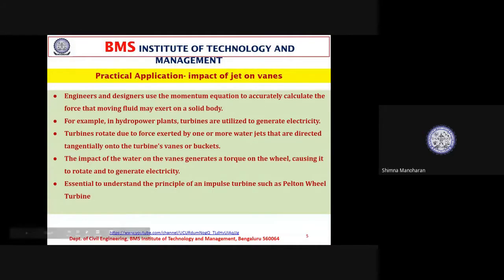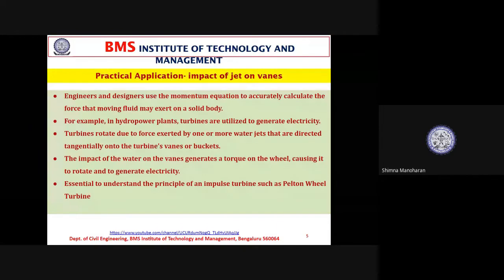The practical application is that engineers and designers use this momentum equation to calculate the force. The main example is in hydropower plants, where turbines are utilized to generate electricity. You already know the principle of a turbine. The turbines rotate due to the force exerted by one or more water jets directed tangentially onto the turbine's vanes or buckets. The impact of the water on the vanes will generate a torque, causing the wheel to rotate and hence generating electricity. This principle is essential to understand the working of a Pelton wheel turbine.